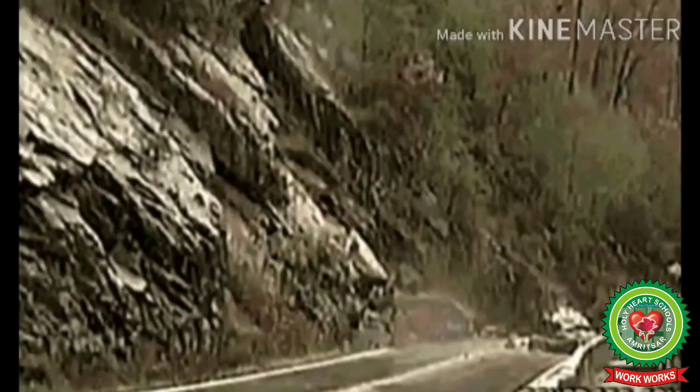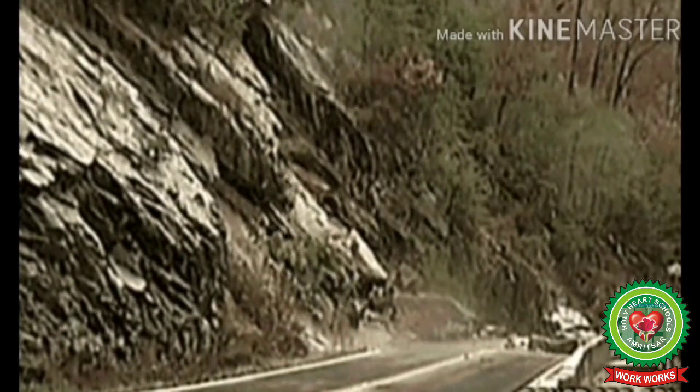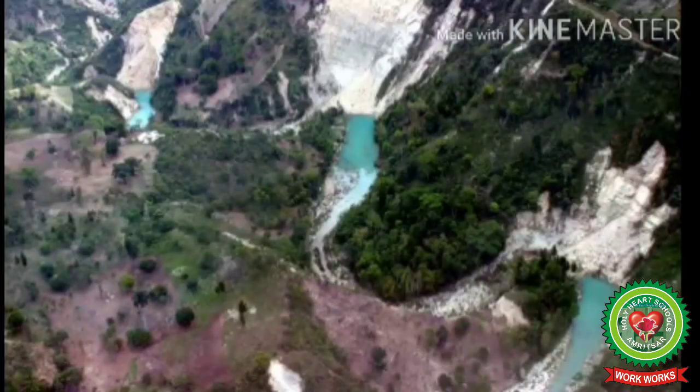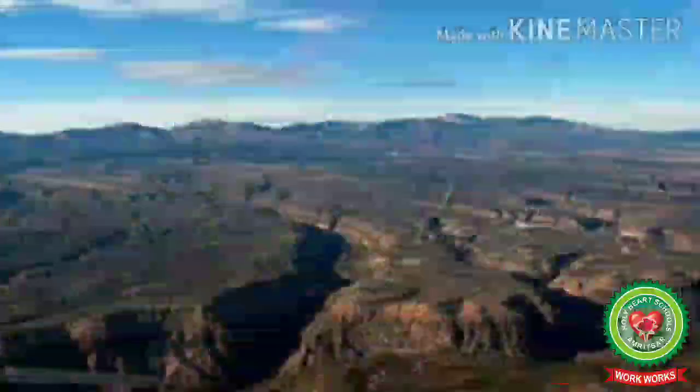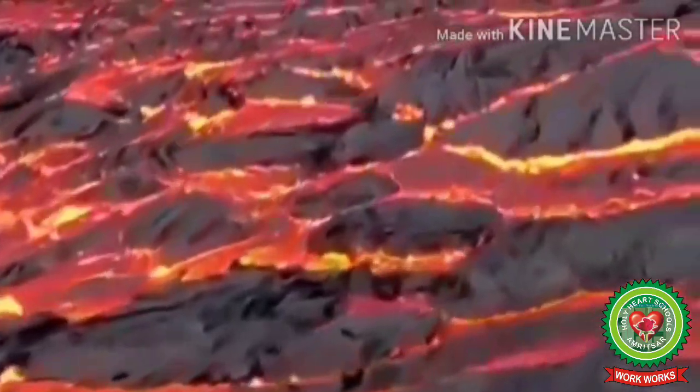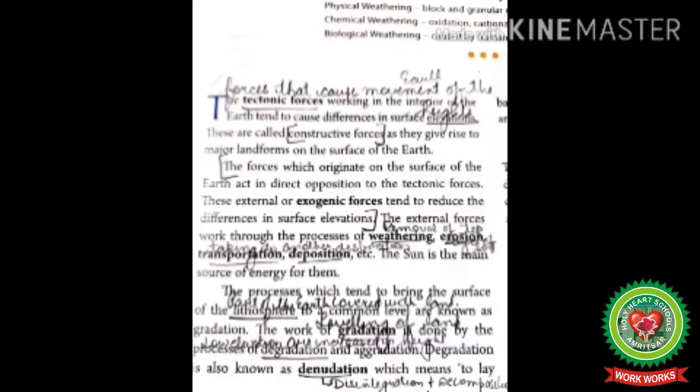For example, landslides caused by earthquakes can form depressions, which are formed as lakes. Volcanic eruptions may lead to the formation of new plateau regions. The forces which originate on the surface of the earth act in direct opposition to the tectonic forces. These external or exogenic forces tend to reduce the difference in the surface relief. It means they bring the landforms to a common level by eroding the highlands and filling up the depressions.